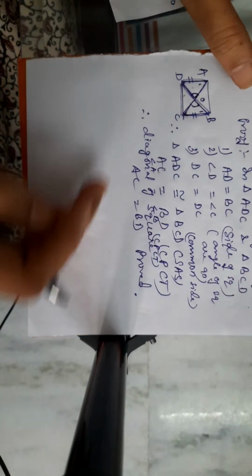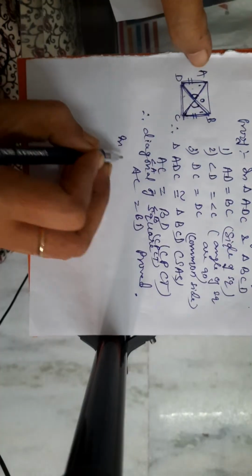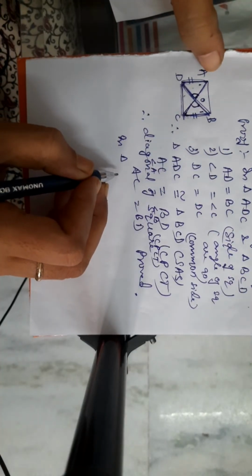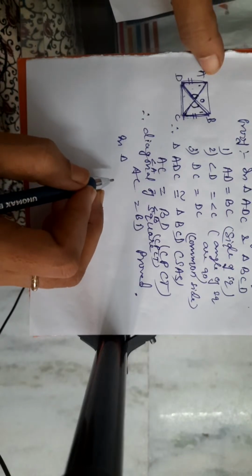Okay, second proof. This is for the second proof, where we need to show the diagonals bisect each other. So that's what we are starting now.